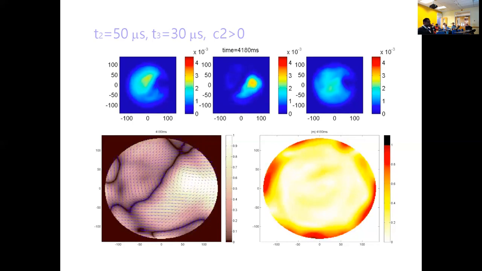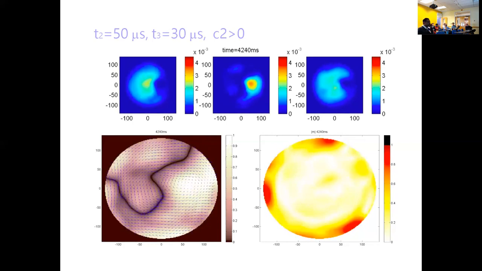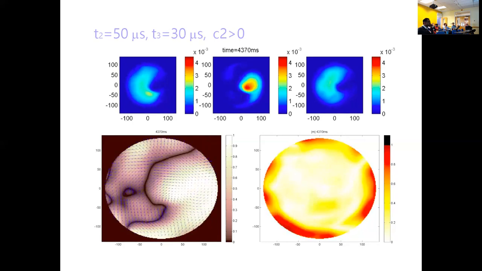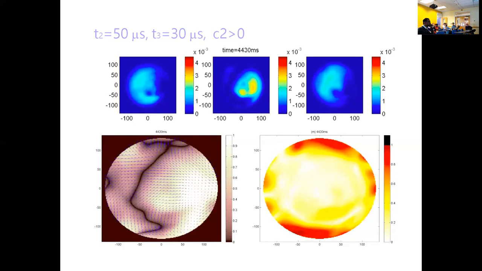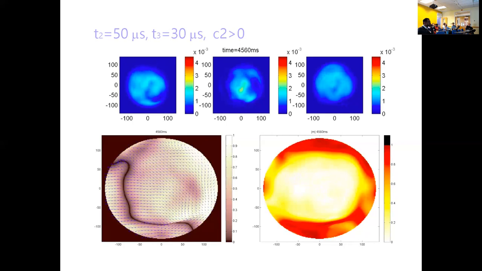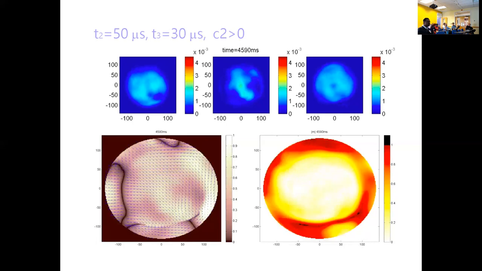Afterwards, it's quite chaotic. You don't really see any skirmish or anything up there. So that's about what we found. This seems to be a domain wall or something, but this black is like a domain wall? This black thing? Yeah.